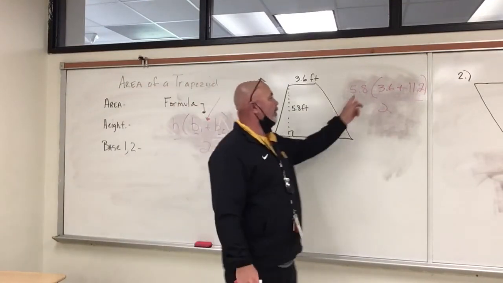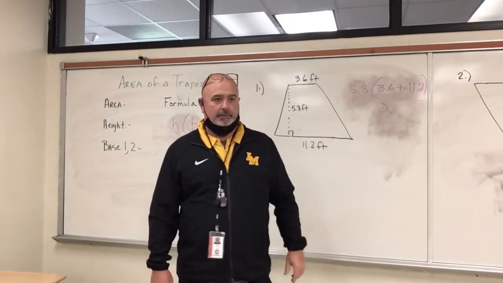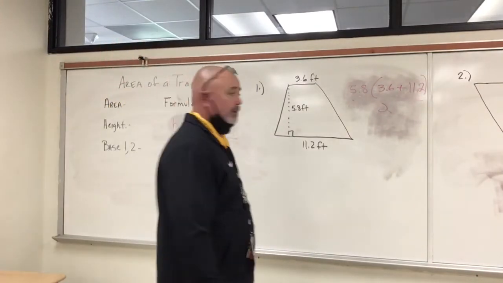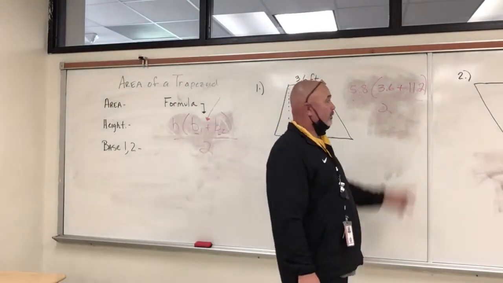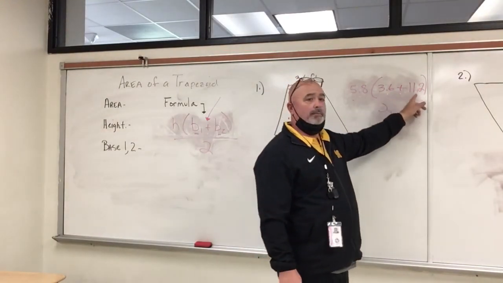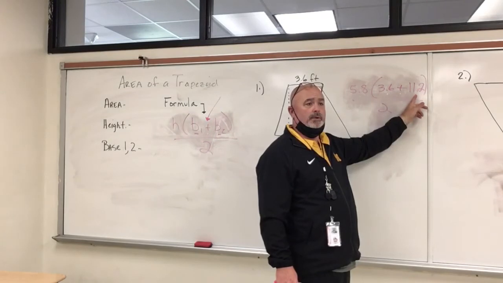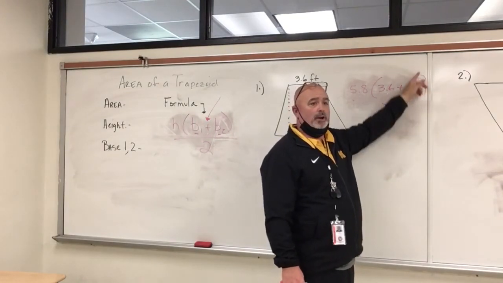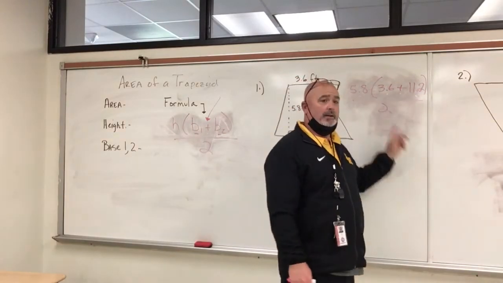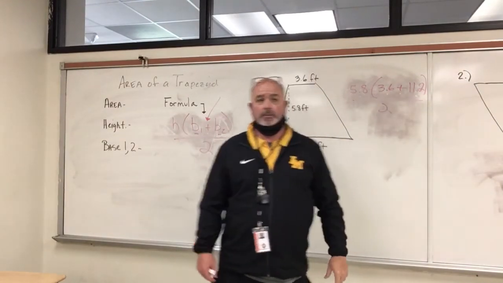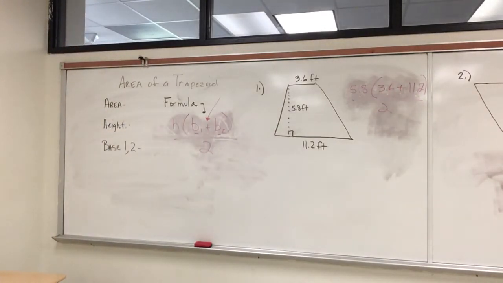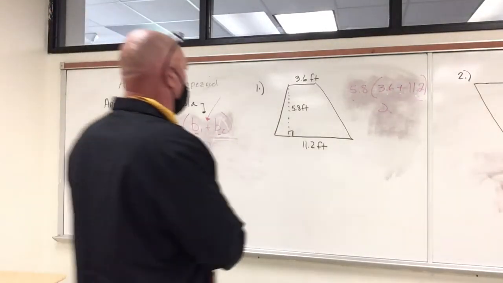Everybody type 5.8 in. All right, put parentheses. 3.6 plus 11.2. Close the parentheses, divided by 2. 7.4. And you push enter and you get what? 42.92. I got 42.92.